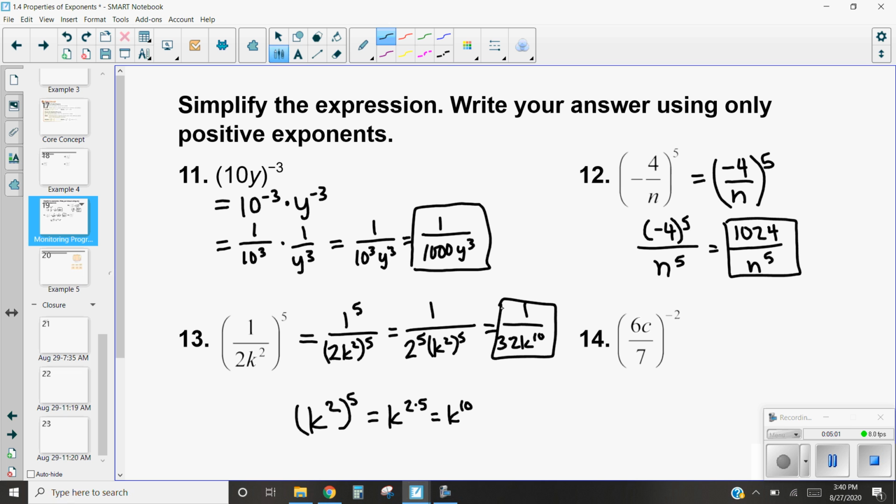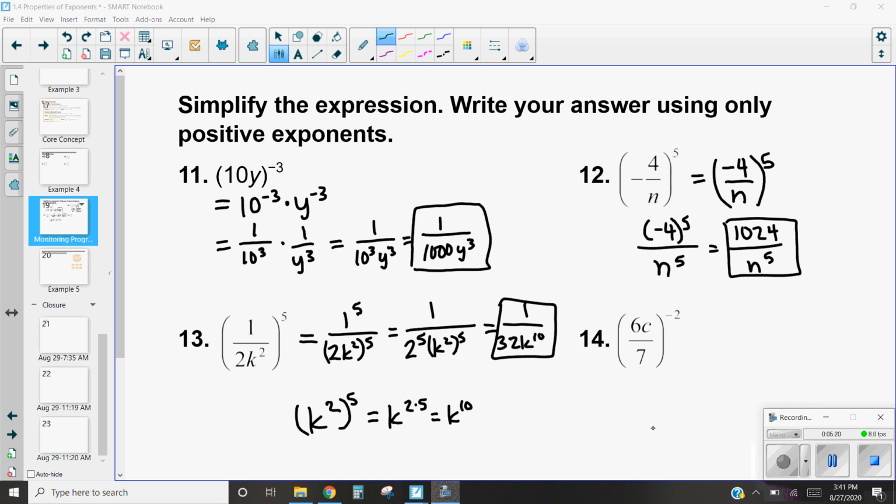Now that problem there applied our power of a quotient property. It applied our power of a power property. It was awesome. Okay, it also applied our power of a product property. Super cool. Now let's take a look at this last example here.